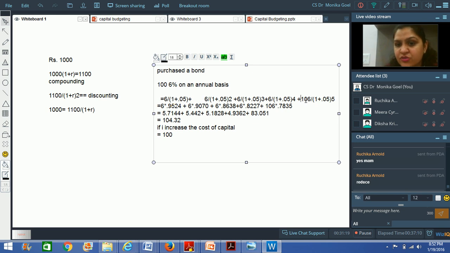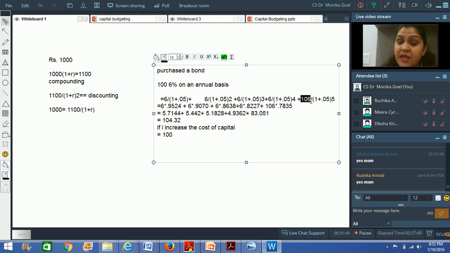You're getting my point? So how am I finding out this present value? I am just discounting the future cash flows. This 6 rupees is your future cash flow, right? This 106 rupees is your future cash flow. This is the amount that you're going to receive in future. This future cash flow has been discounted using a cost of capital to get the present value of that particular bond. Is the point clear?